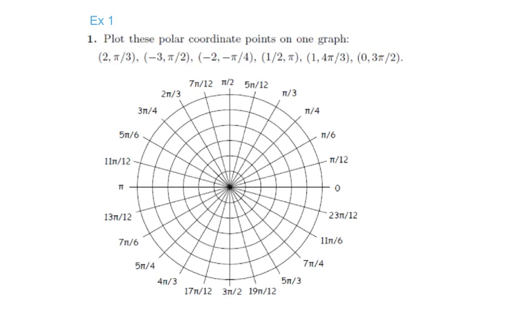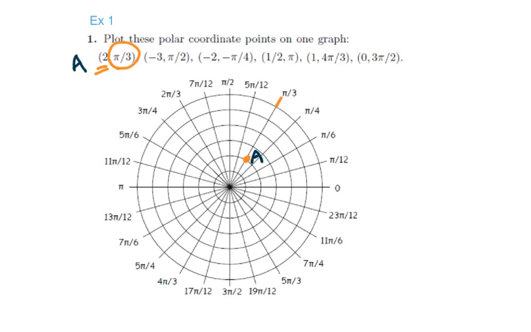Plot these polar coordinate points on one graph. First of all, you need to figure out the angle and then the distance from the reference point O. So pi over 3 is this line. Then we need 2, so basically it's here. Let's label this A.